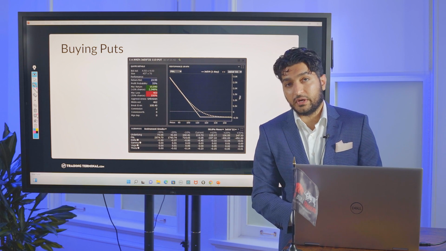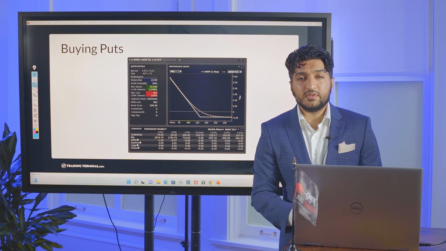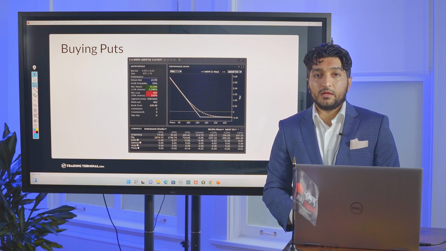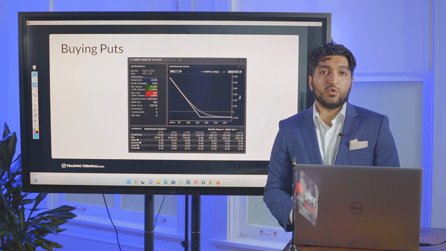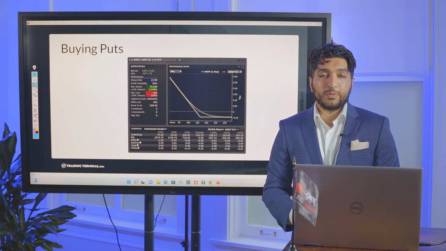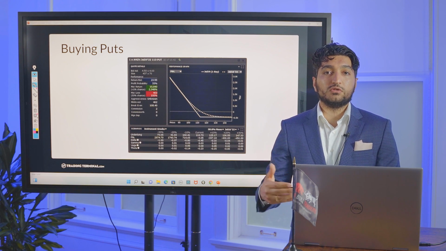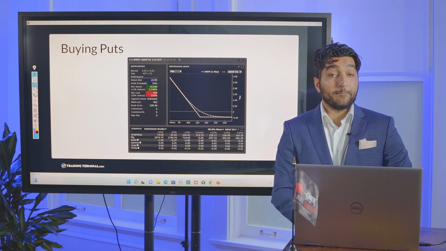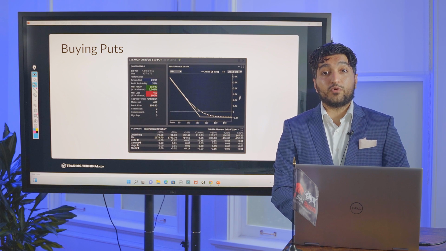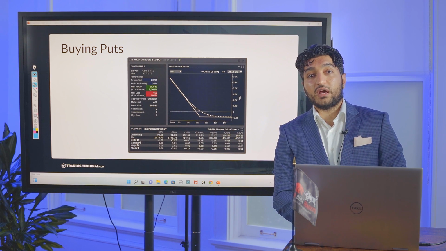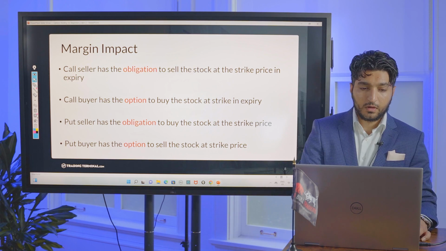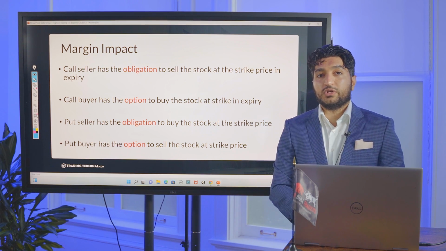Another thing to note here, similar to buying calls, every time you're buying an option, let's say buying a call or buying a put, your downside is limited. You know exactly how much you're going to lose. In the worst case scenario, you're going to lose the amount of premium that you paid for that option. Why? Because it's an option, right? We said for calls, it's an option to buy the underlying, and for puts, it's an option to sell the underlying. So let's talk about margin impact.